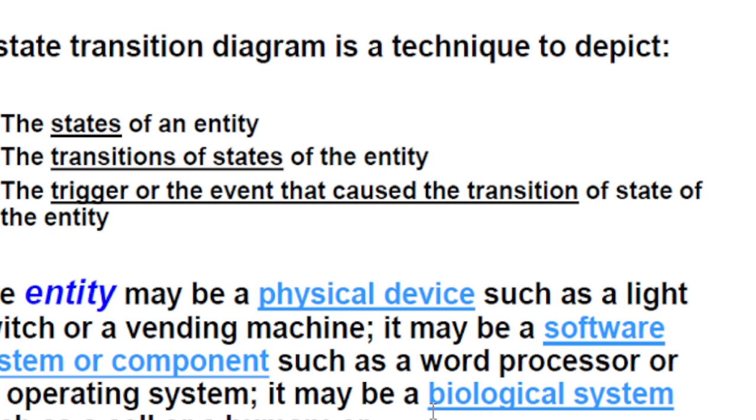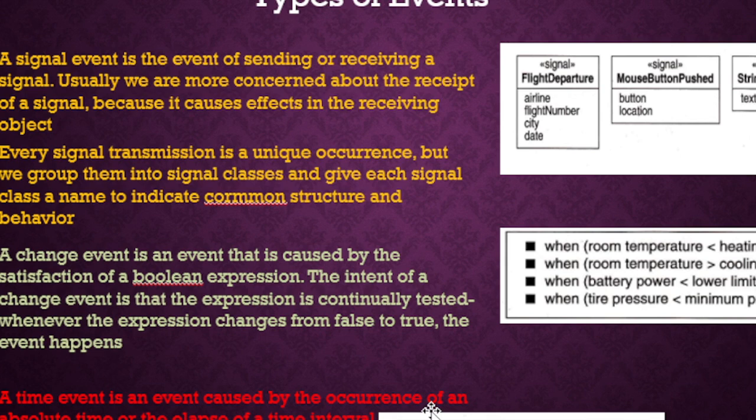It may be a biological system or any other kind of system. Maybe we are talking about a cell or a human or any other biological system. So all these systems, whether they are physical, non-physical, or software components, remember that there are states, there are events, and there are transitions as well. And all these things are very important while we design our systems.